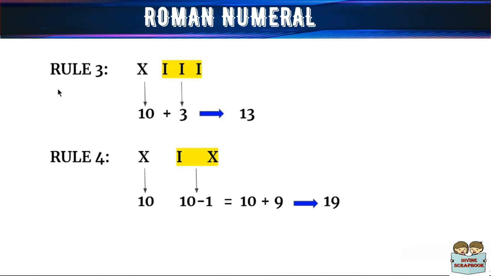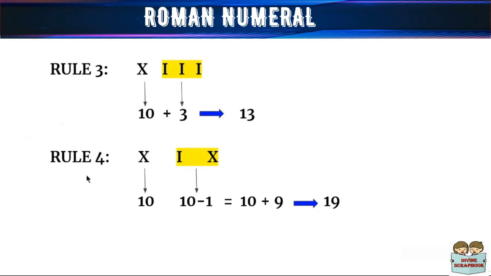Third rule is, when we write smaller digits after the bigger digits we should add. So the Roman numeral for 13 is XIII. That is X is 10 and III is 1 plus 1 plus 1, which is 13.